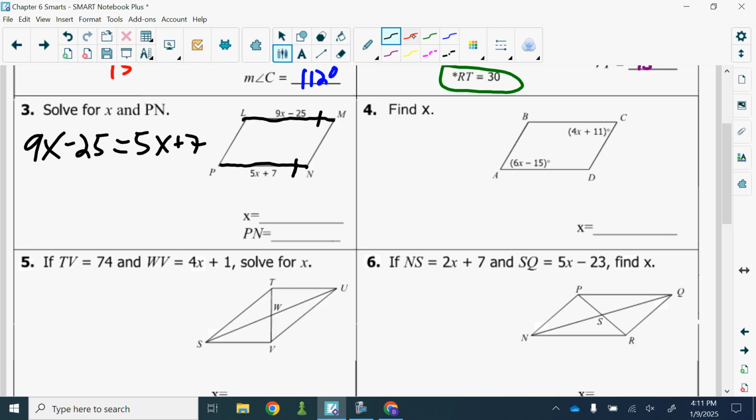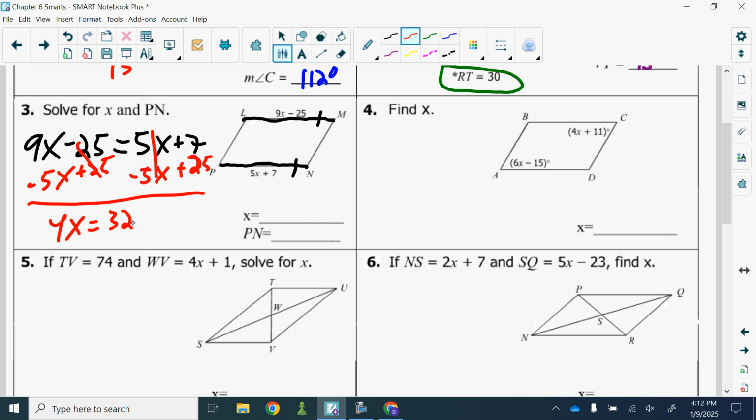Okay, so I need to solve for X. So I'm going to move all my X's on one side and all my numbers on the other side. Okay, so boom, boom. So this goes to 4x equals 32. So divide 32 by 4. You get x equals 8. So x is 8. It wants PN. So just plug x in to be 8. So 5 times 8 plus 7. That's 40 plus 7, which is 47.